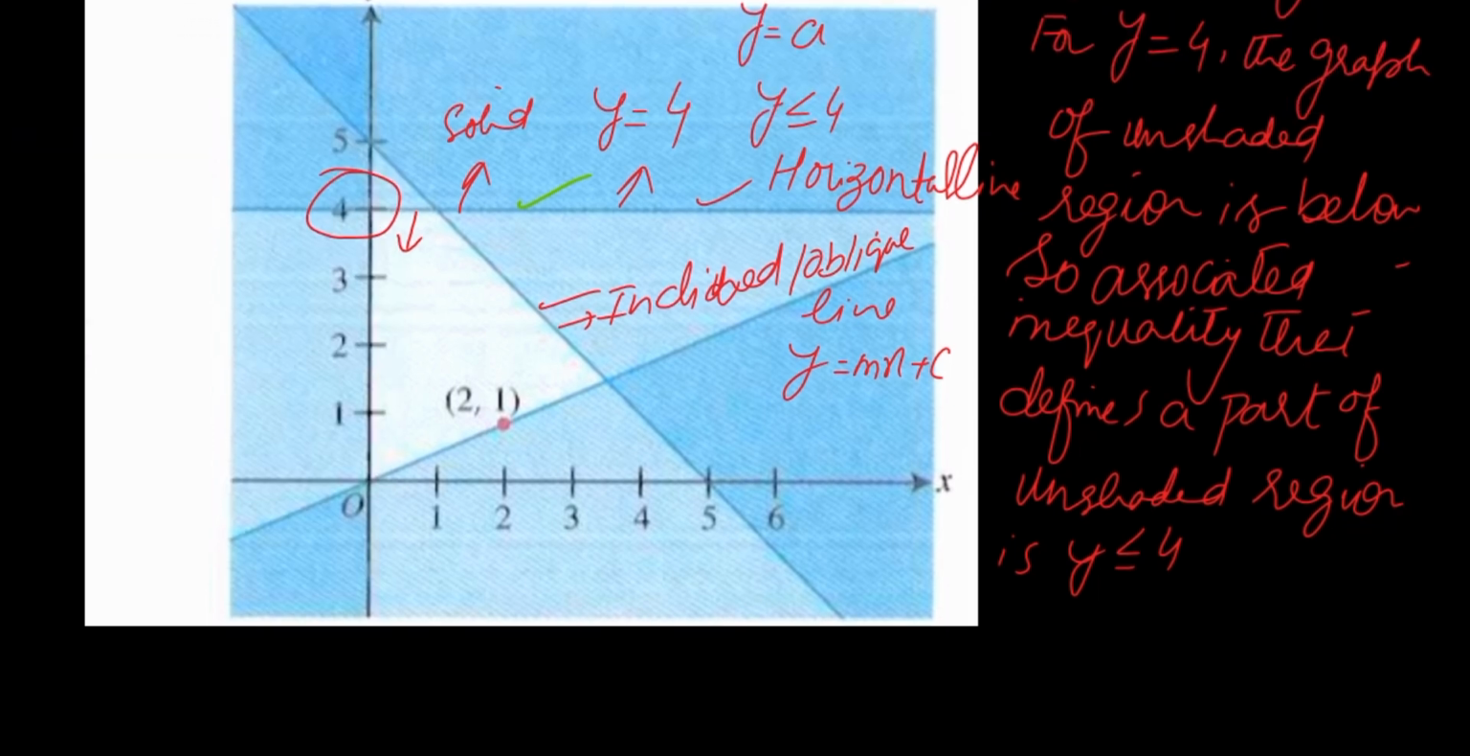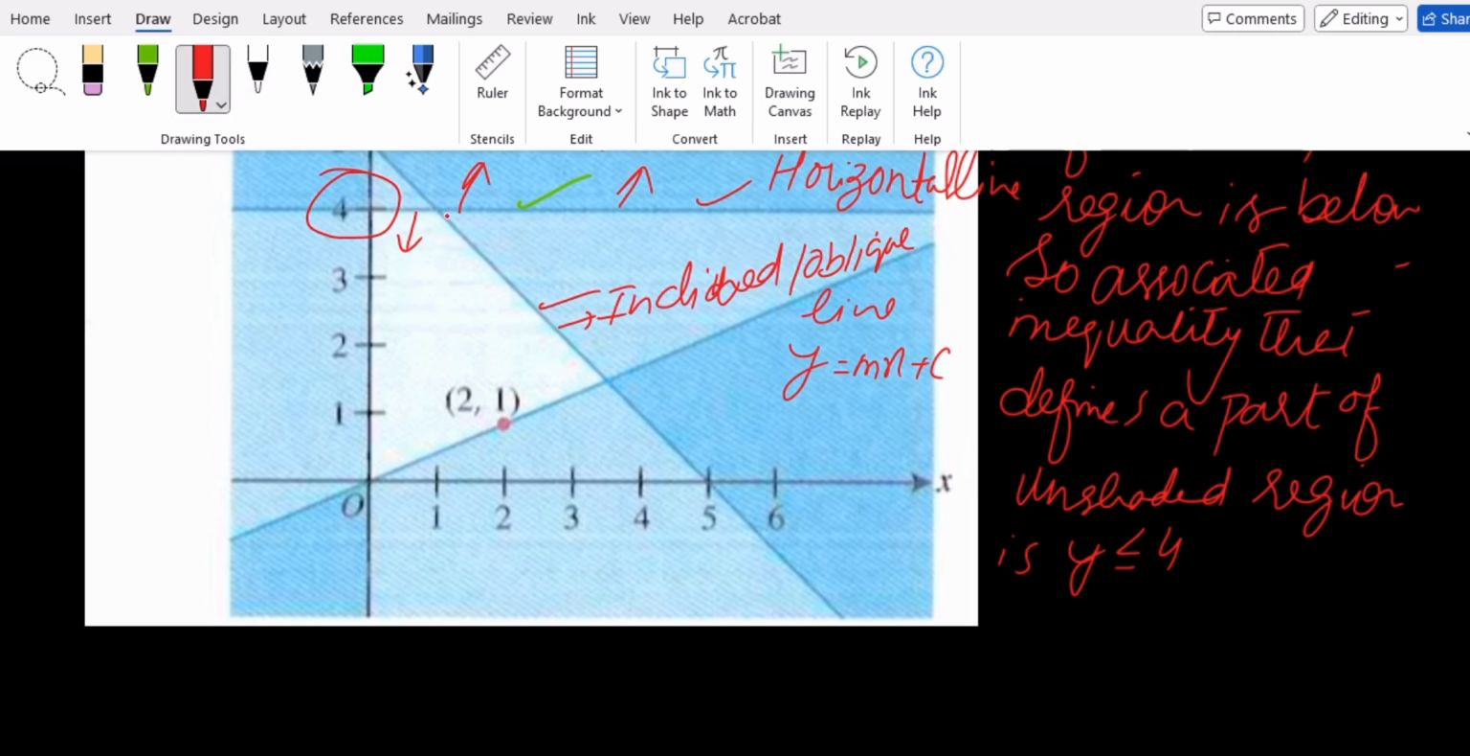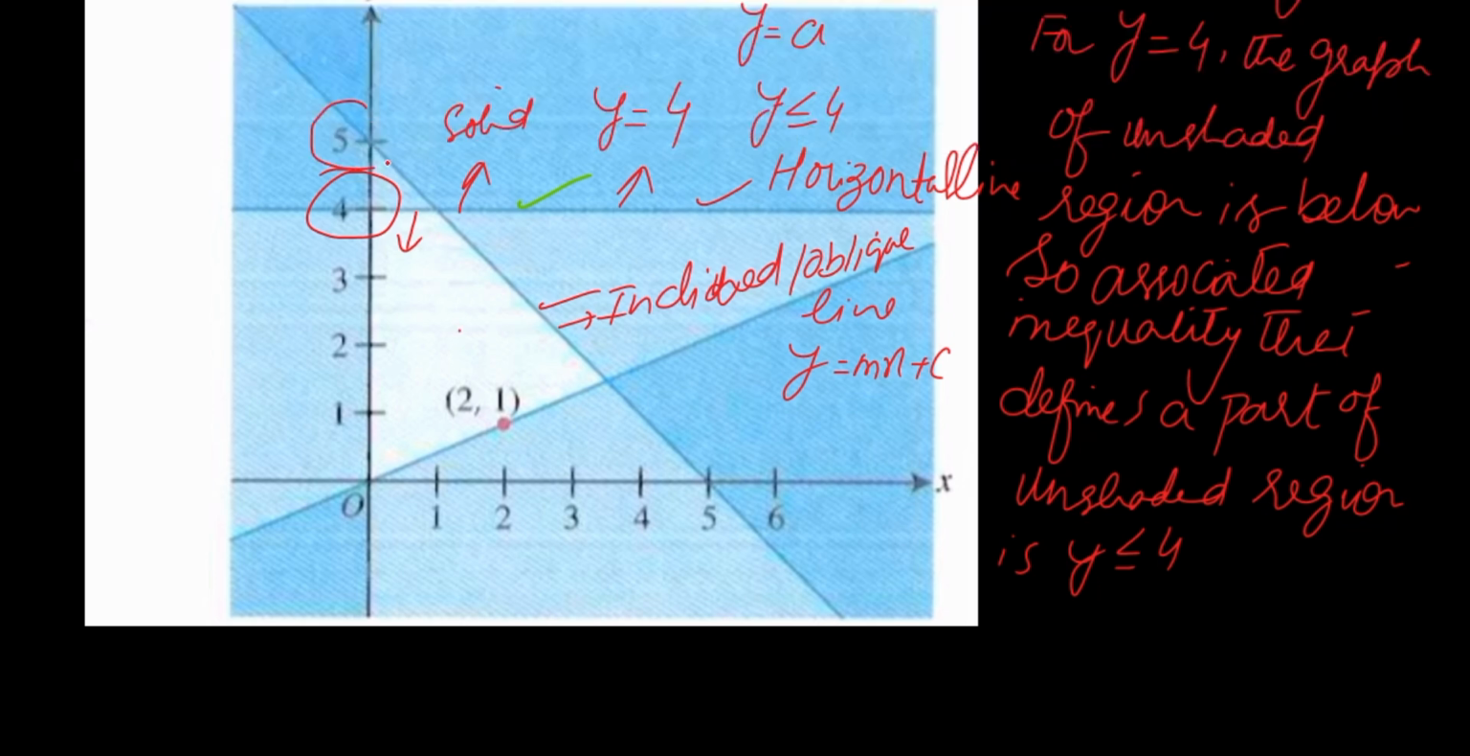You can notice that this line has y-intercept 5, meaning the point where the line cuts the y-axis. So this is y is equal to 5, where the line cuts the y-axis. Similarly, this line cuts the x-axis at x is equal to 5. So here the x-intercept is equal to 5, and the y-intercept is also equal to 5.